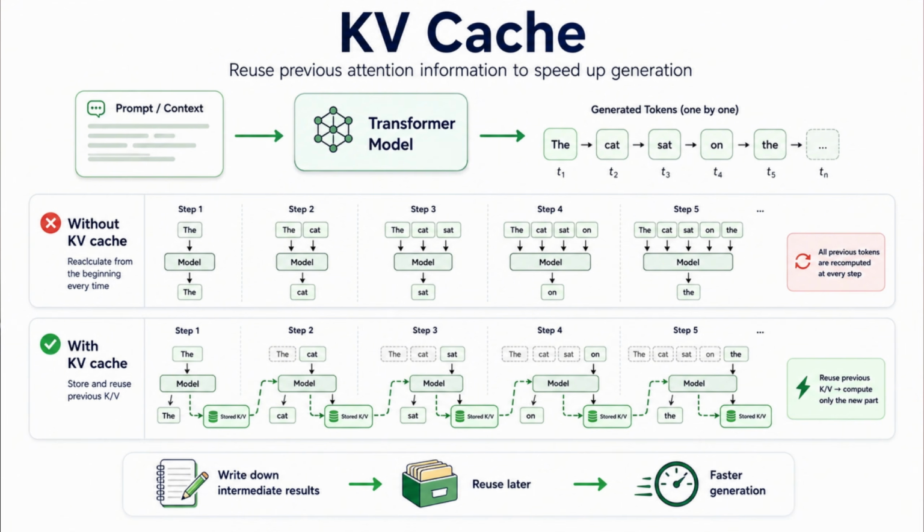KV cache stands for key and value, which are part of the attention mechanism. The simple idea is that the model stores attention related information from previous tokens and reuses it while generating the next token. A simple example is solving a long maths problem. If you write down the intermediate results, you can reuse them later. If you do not write them down, you may have to calculate the same thing again. So KV cache works in a similar way. It helps the model continue generating more efficiently, especially with longer prompts or long responses.